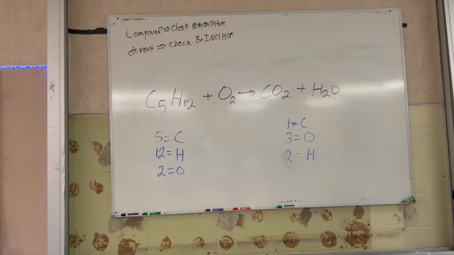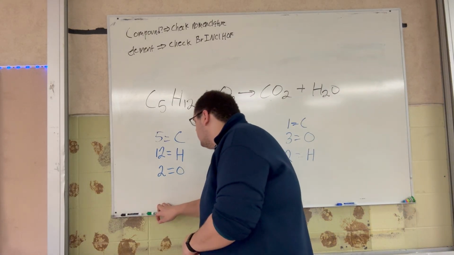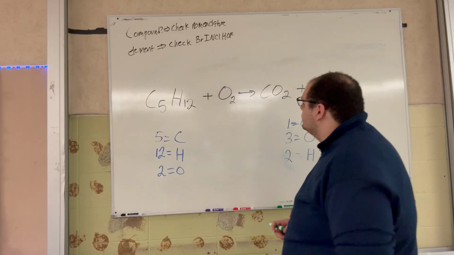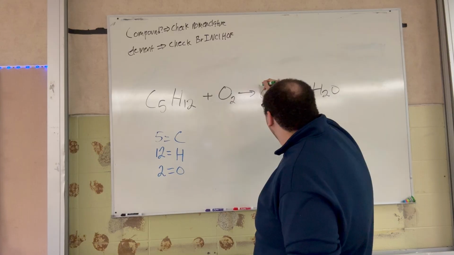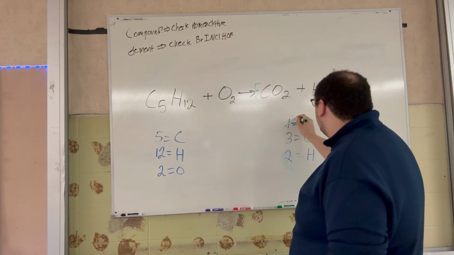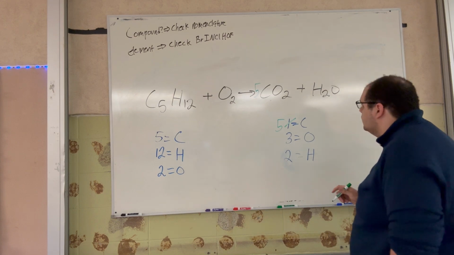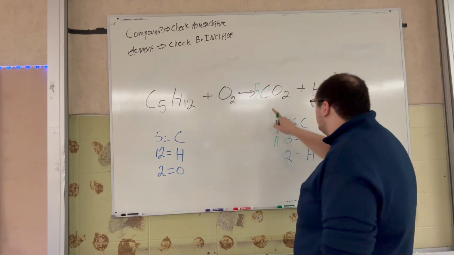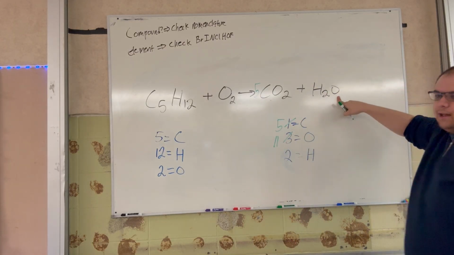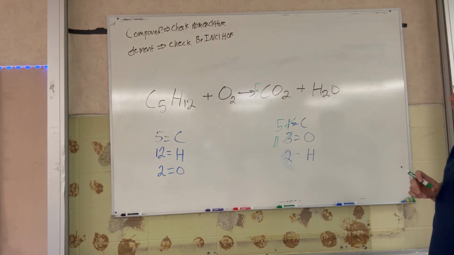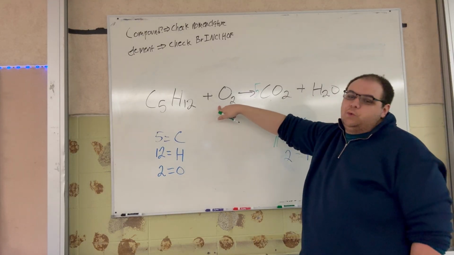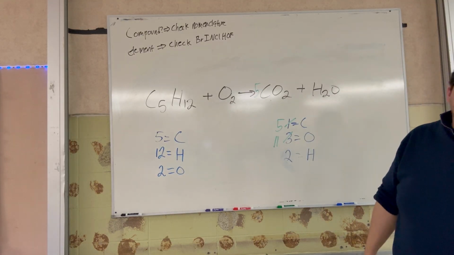Where would you guys like to start? Start with carbons, yeah. How do I fix my carbons? Multiply CO2 by 5. By doing that, that changes my carbons to 5. What does that change my oxygens to? I disagree. 11. You have 5 times 2 for 10, plus this guy for 11. Do you say that oxygens right now is at an odd number? Is there anything I can multiply O2 by to get to an odd number? No, because I said we're not dealing with fractions.